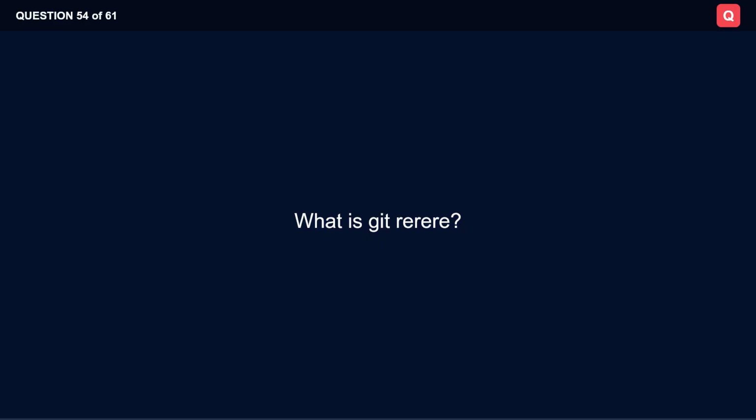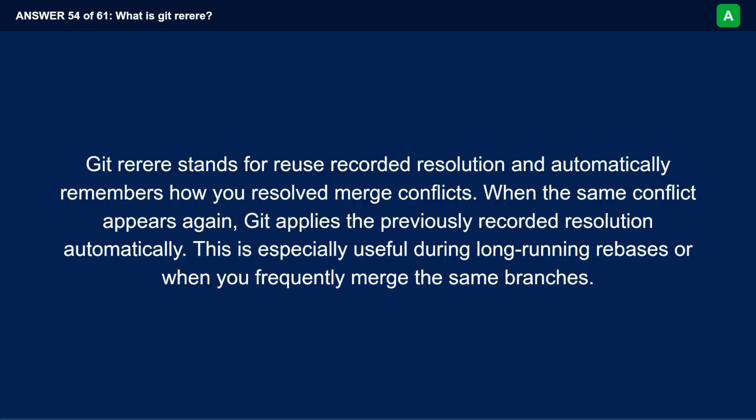What is Git rerere? Git rerere stands for Reuse Recorded Resolution and automatically remembers how you resolved merge conflicts. When the same conflict appears again, Git applies the previously recorded resolution automatically. This is especially useful during long-running rebases or when you frequently merge the same branches.